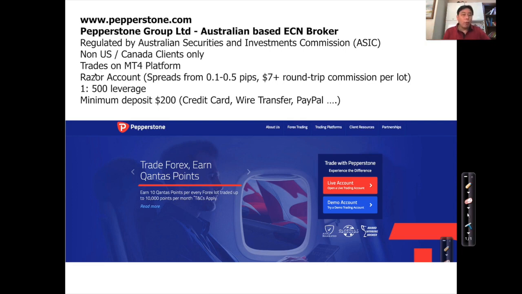So they have what we call a razor account, because I guess the spreads are razor thin, and they charge a fixed commission. Their normal commission rate for a US dollar account is about $7+ per round trip, which means you buy and you sell at $7+ per lot. Right? But the great news is that many of my students are using this broker, so we have negotiated a group rate for my students, where my students pay about $5.50 per round trip.